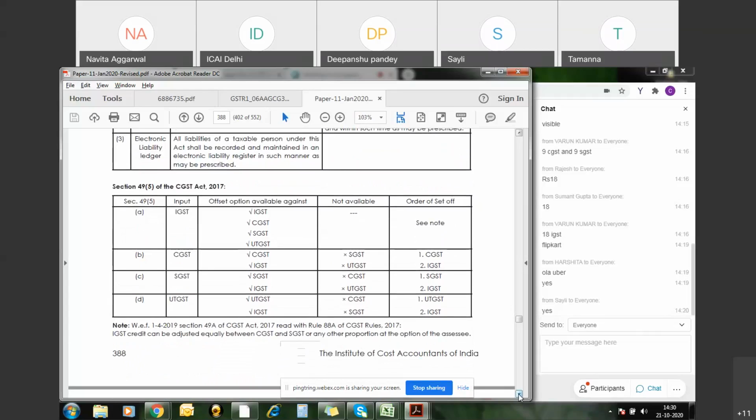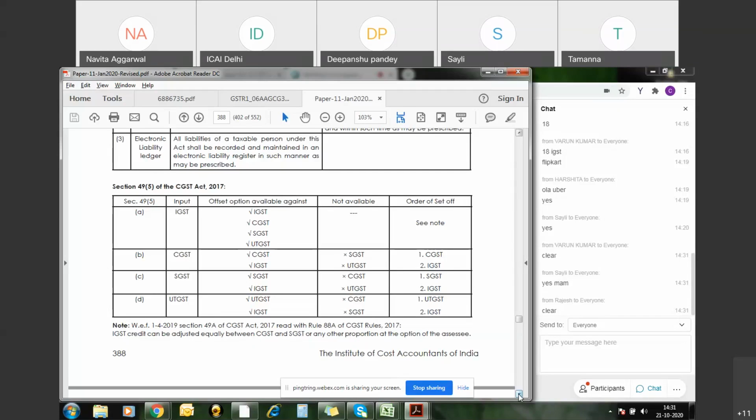There are rules for setting off this ITC against the outward liability. Hope it is clear till now. Now we have assessed how this liability is worked out. Now we will study how the ITC can be set off against the outward liability. There are two sets of rules. One is the amendment which came on 1st April 2019, that is how the ITC can be utilized. There is a slight change in the utilization rules.